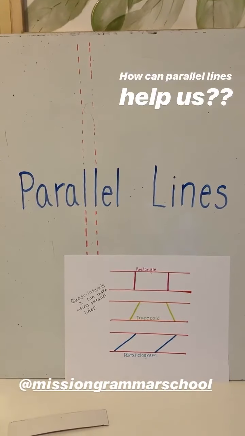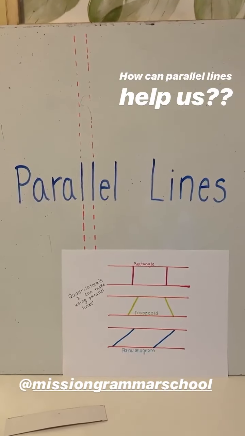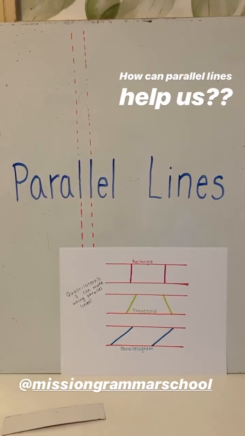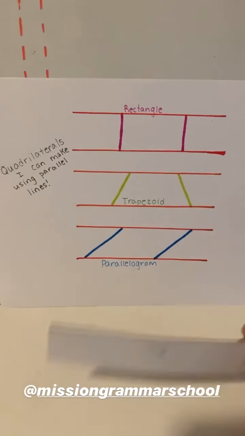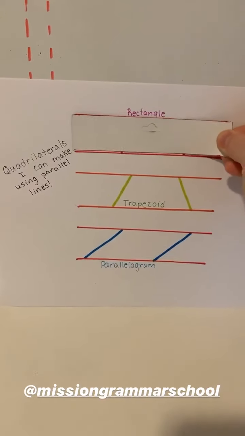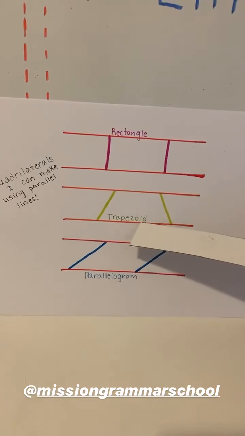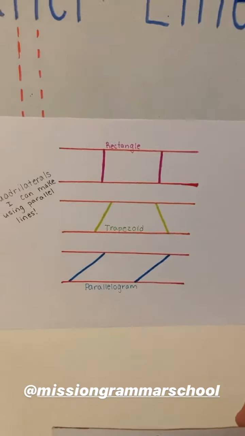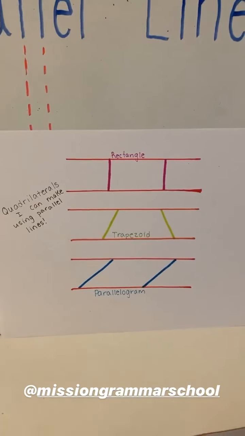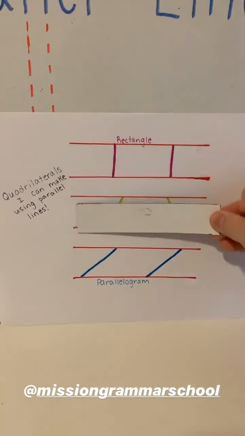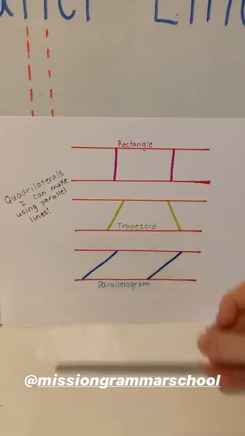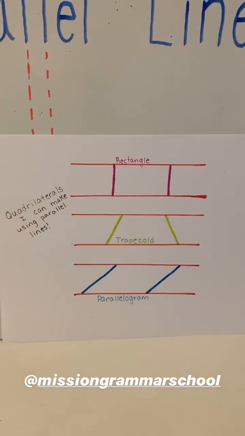Second grade, who's wondering why we are learning about parallel lines? So in this example, I have three sets of parallel lines. They're actually all parallel to each other. All of these red lines are parallel because if I continued them all, none of them would ever touch. But I made sets of two, and they're going to help us make quadrilaterals.